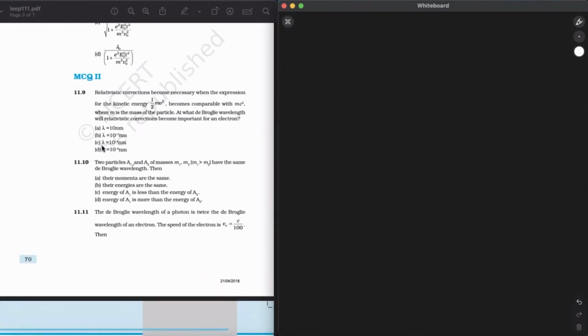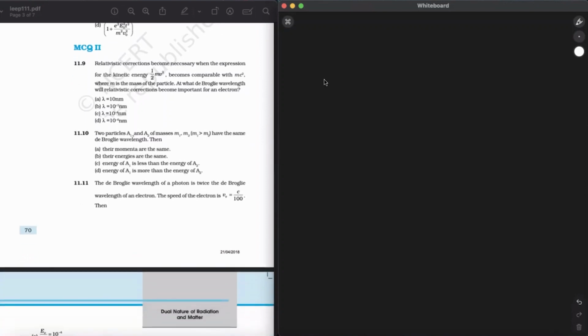So, relativistic corrections. Relativistic corrections become necessary when the expression for the kinetic energy, E equal to 1/2 mv square, becomes comparable with mc square, where m is the mass of the particle. At what de Broglie wavelength will relativistic corrections become important for an electron? See, in the first half of the question, they are giving you the condition where the relativistic corrections should be applied.